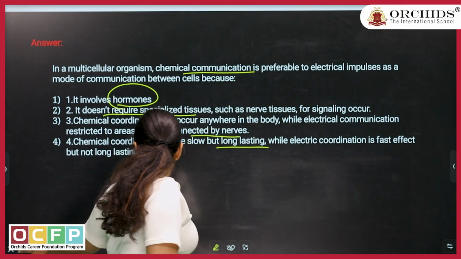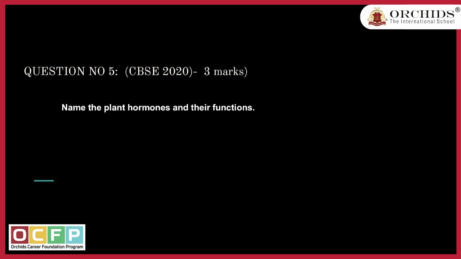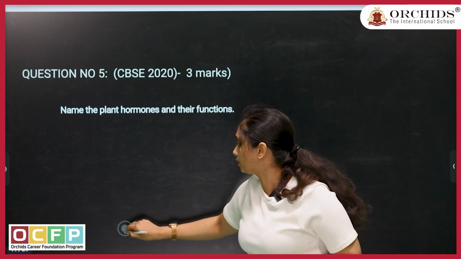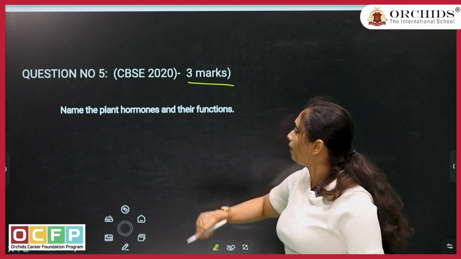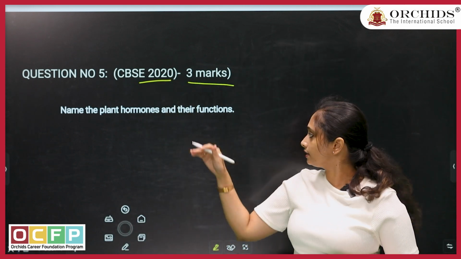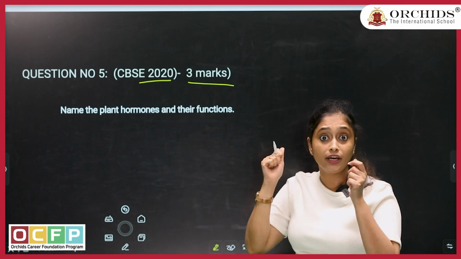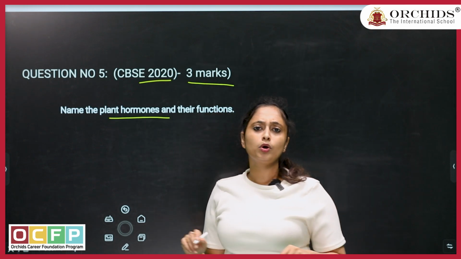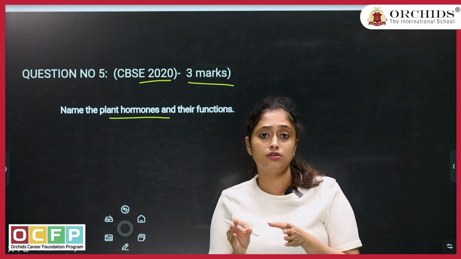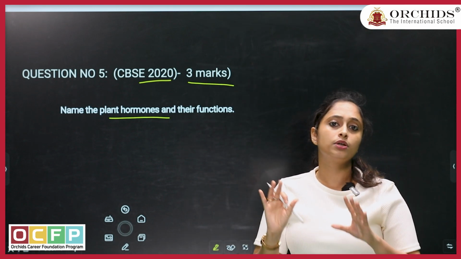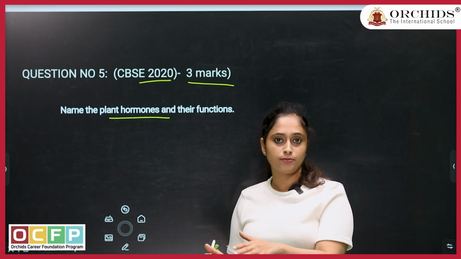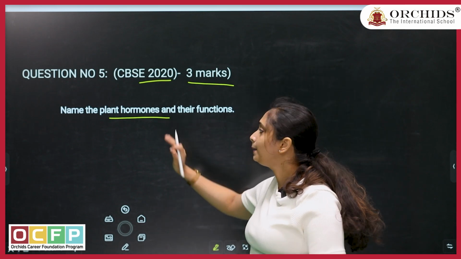I think you got the answer, and we will move to our next question, question number 5. This question carries 3 marks and was asked in 2020. The same type of question comes every time in the CBSE board exam. The plant hormone question is one of the very important questions in this chapter, and it's a sure question from the chapter. I'm sure that in your coming board exam also you will get a question from the plant hormone part.